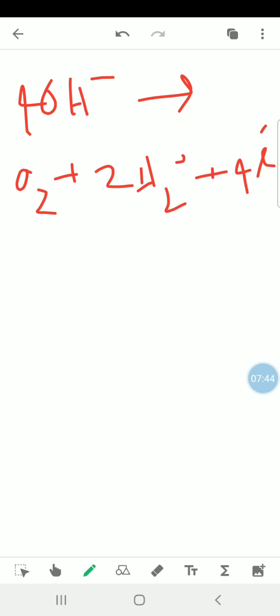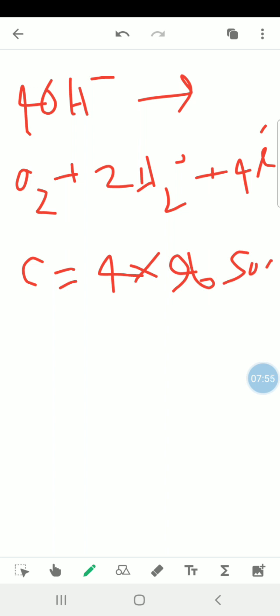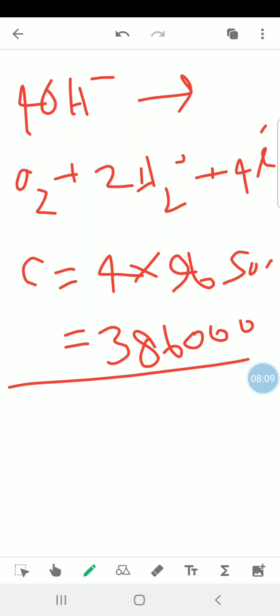Because 4 electrons are required, we have to find how much charge is required. The charge that is required is 4 into 96,500. That is 386,000 coulombs of charge required for this. Now this is what we need for 1 mole. Now we have to figure out how much charge we have actually given. So we use Q equals IT.